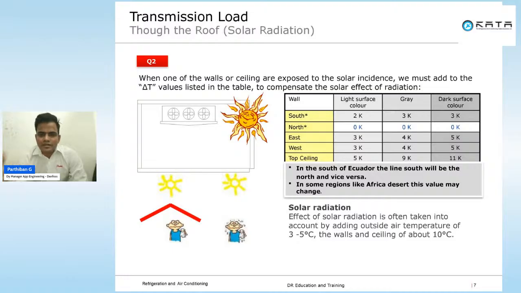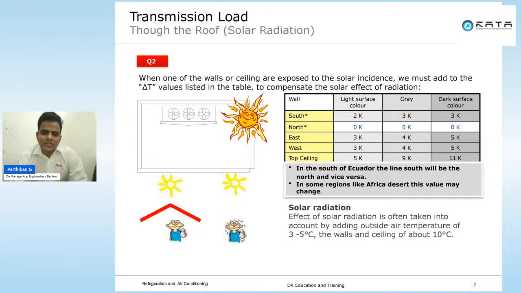To calculate that correction factor, there is a table here. This correction factor has to be added to the delta T value which we have already calculated. If your wall is south facing, you can see light surface color, gray and dark surface color. The paint or coating you use on the wall surface also will decide the heat load. If it is a light surface, it will emit back the radiations, because of which your delta T is only 2 degrees Celsius. If you go to gray or dark, the delta T will increase, and if the delta T is increasing, it will increase the heat load.